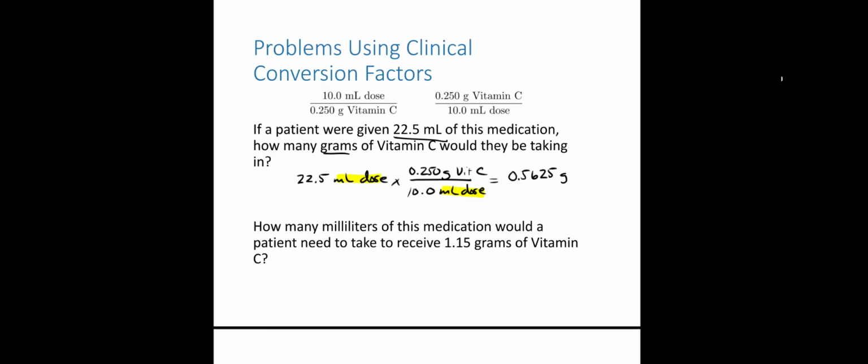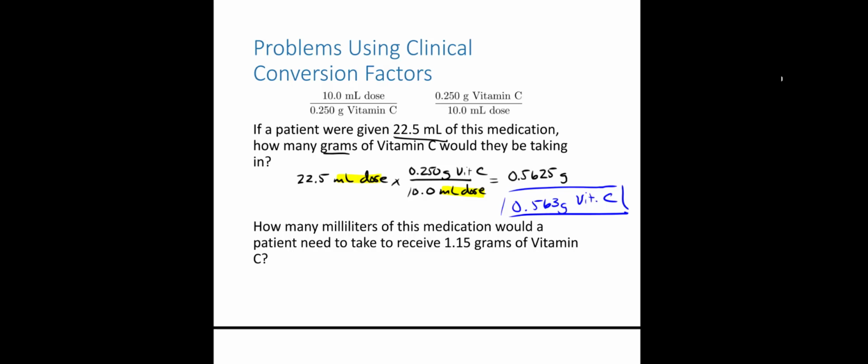Now we have to worry about significant digits here. We weren't told that any of these numbers here were exact. So if we look at this, there's 3 significant digits, 3 significant digits, 3 significant digits. So it would make sense that our final answer here should have 3 significant digits. So that would be 0.56. There's my first 2. And then the 2 is rounded up because of the 5 being next door. So when they took that 22.5 milliliters, they got 0.563 grams of vitamin C.